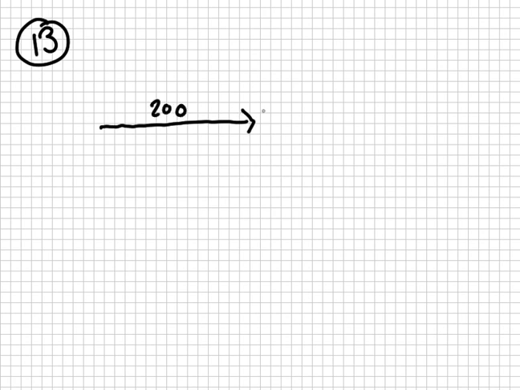13 next. Okay. So we have a roller coaster that moves, so if I try to draw this, 200 feet horizontally, and then rises 135 feet at an angle of 30 degrees.